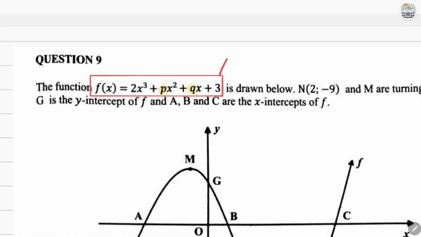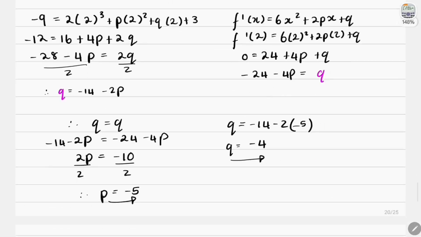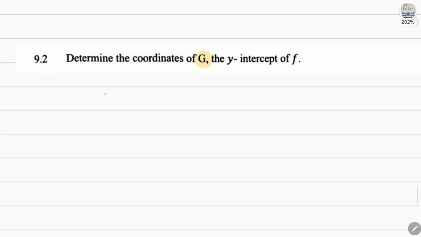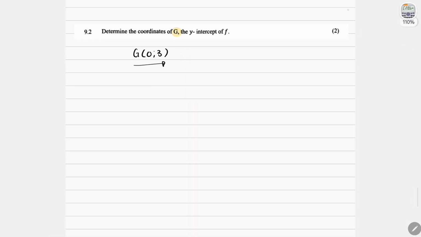You see, the value without a variable, without x, that is your y-intercept. Because if you try to find the y-intercept, you have to make x equal to 0. If everything becomes 0, you're only left with 3. So we can clearly see here that G is simply 0 and 3. So G is 0 and 3, and that is our answer. Moving on to the next question.